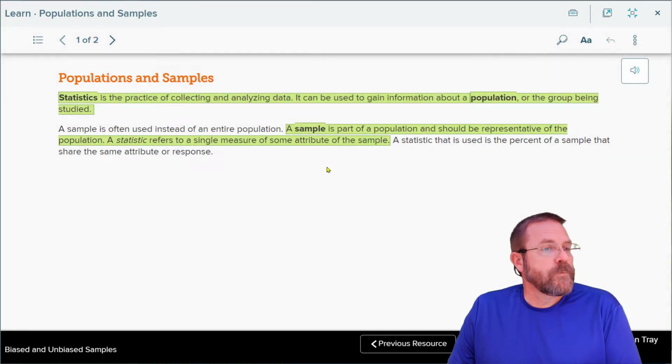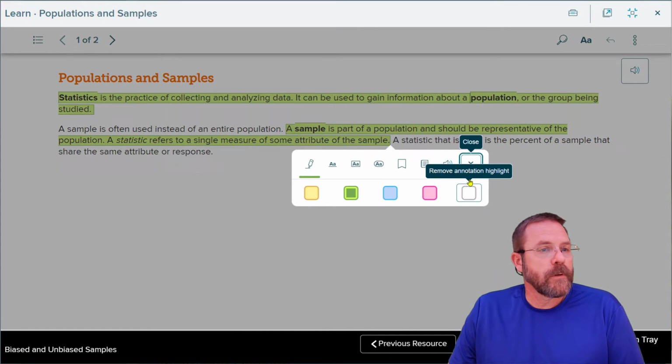Whoops, didn't mean to do all that. Let me fix that. I'm going to clear it.